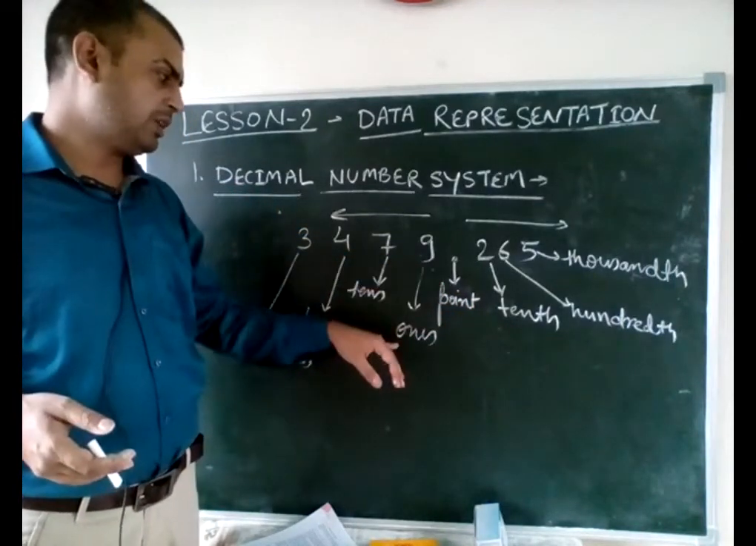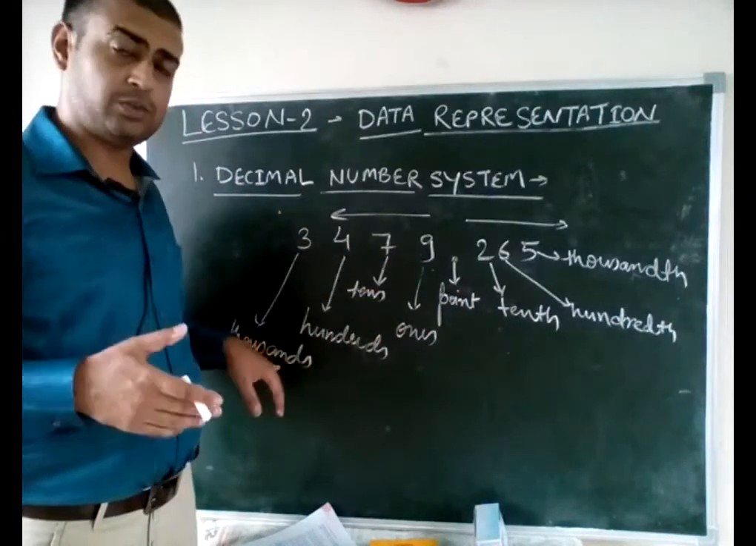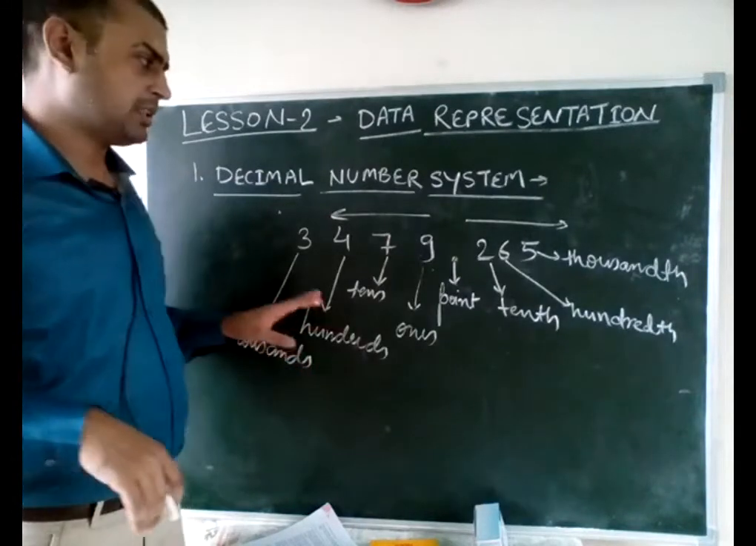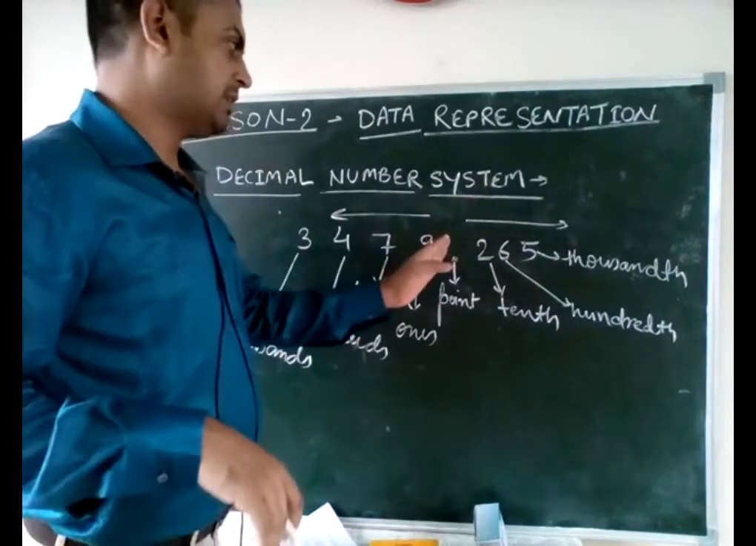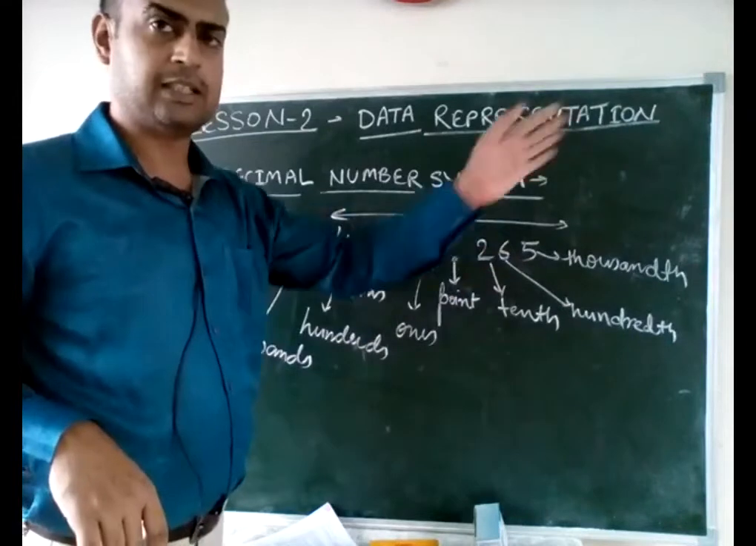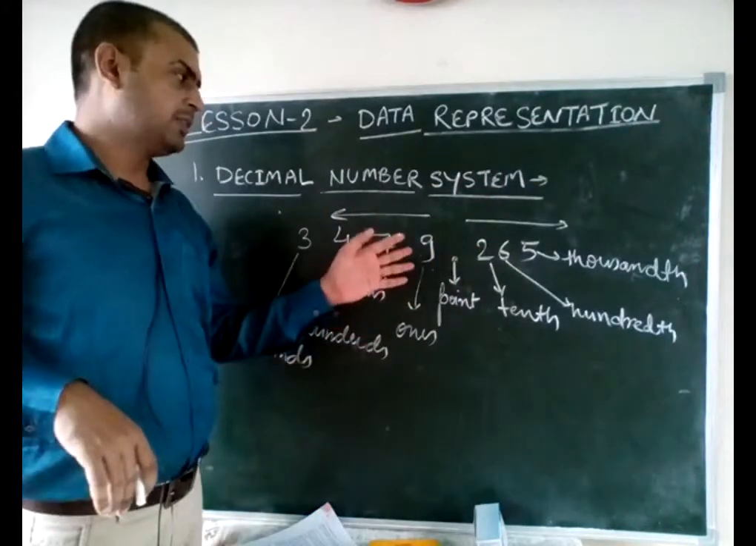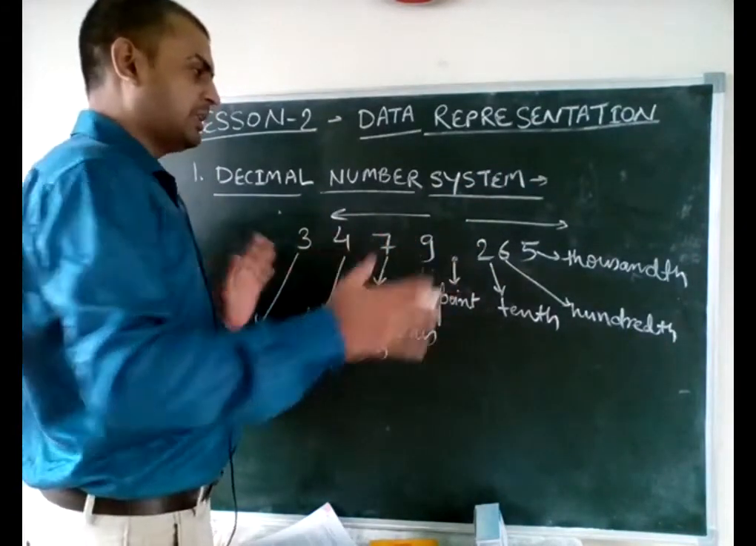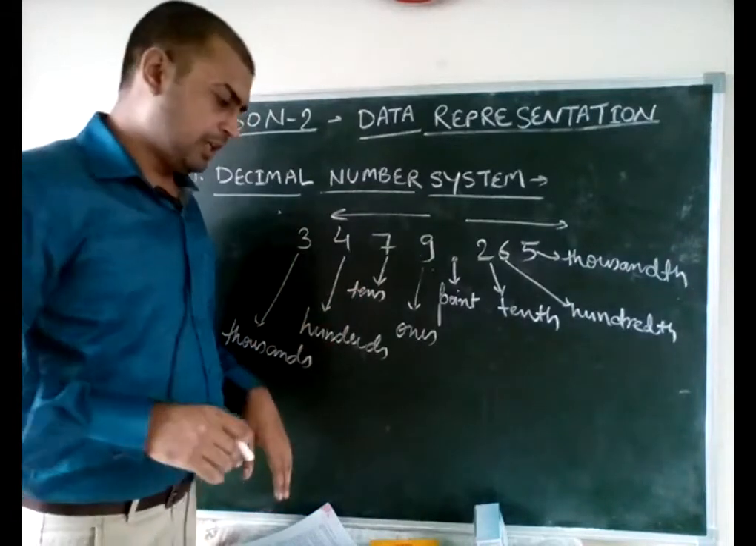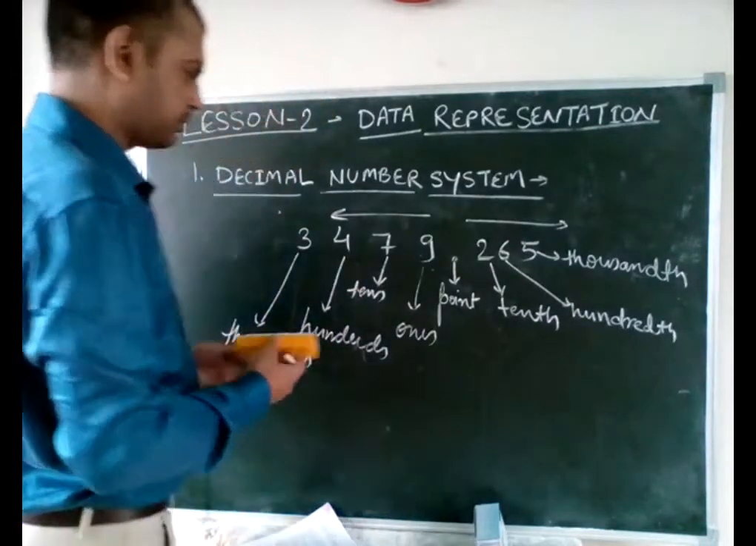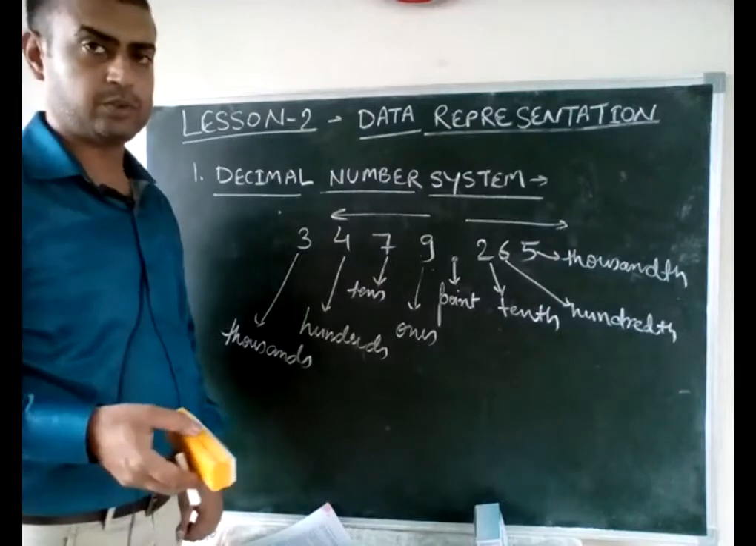This is called ones, tens, hundreds, thousands. So like this it will go. This will go that side, this will go this side, this will be increasing that side, this will be increasing this side. So like this we will segregate this number system. Now then after, I hope this is clear to you.